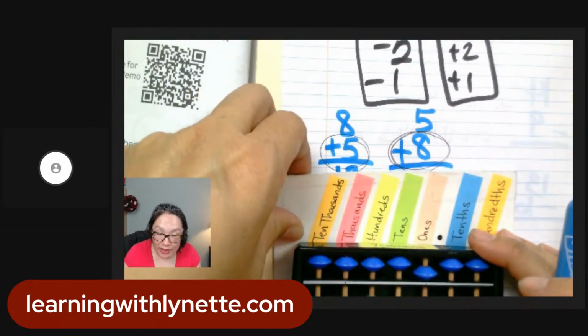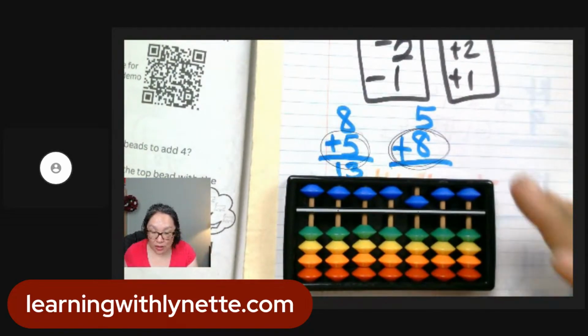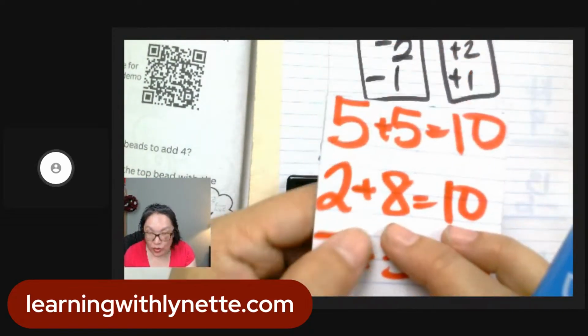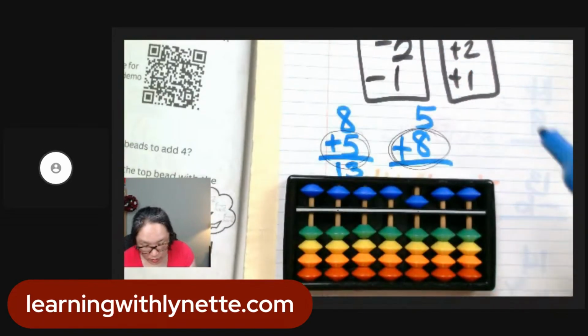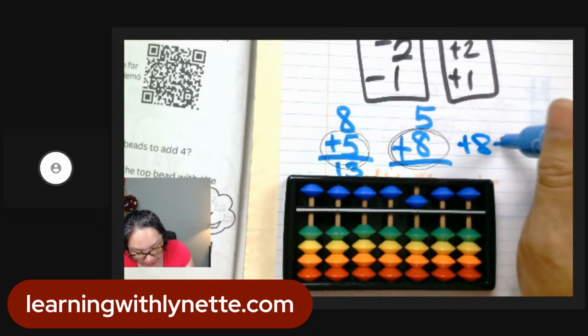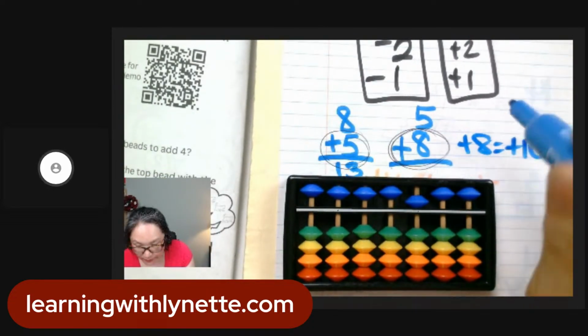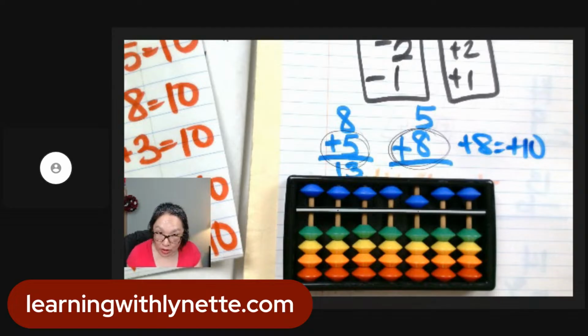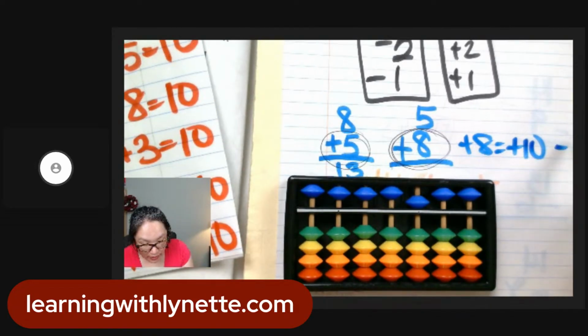There's not enough beads to add the 8. What do we do? I know to add the 8, the partner is 2, so plus 8 is equal to plus 10. But that's too much. We got to take away the 2.